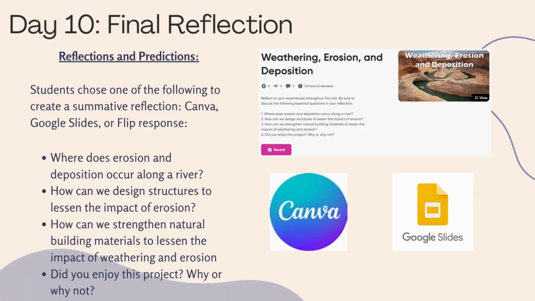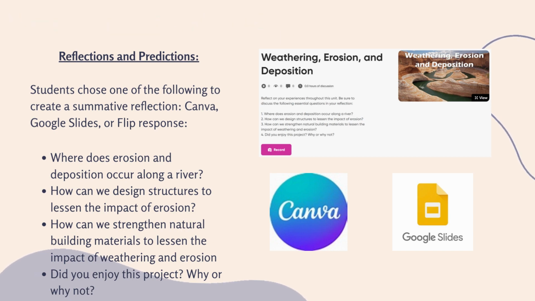On day 10, students reflected on their overall experiences in the learning unit. Students chose one of the following to create a summative reflection: either a Canva presentation, Google Slides, or a Flip video. Students reflected on the following questions: erosion and deposition, how they can design structures to lessen the impact of erosion, and how they can strengthen natural building materials to lessen the impact of weathering and erosion. And finally, did they enjoy the project? Why or why not? After recording their thinking and learning, students shared their presentations with the class.